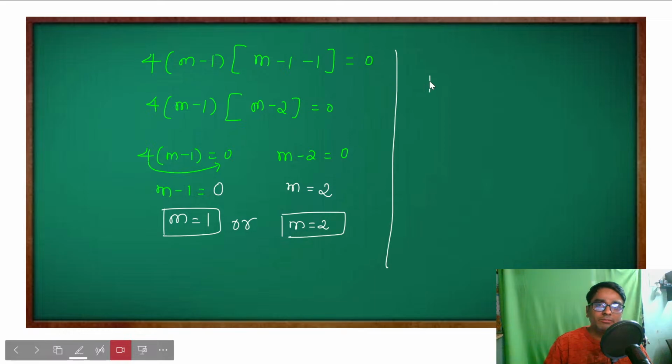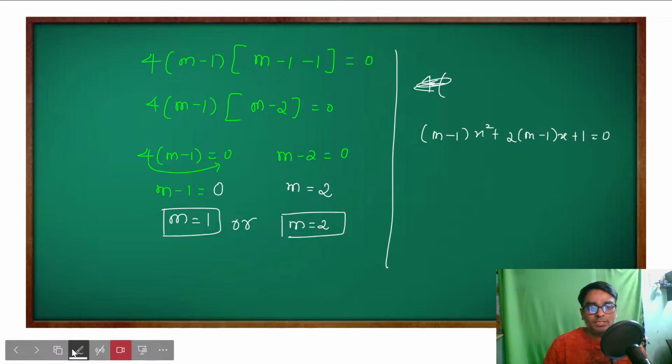You can verify by putting in the given equation. So let's verify. What was the equation given to us? (m minus 1) x square plus (2m minus 1) x plus 1 equal to 0. Let's put these values here and check which is the right answer.